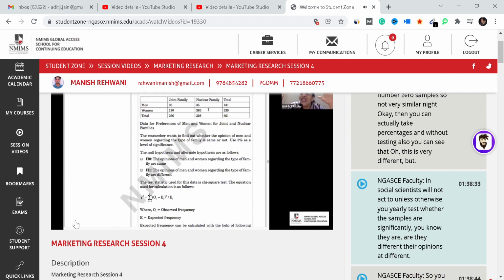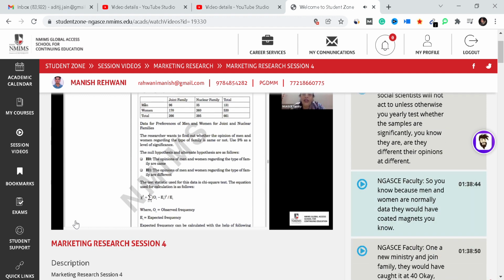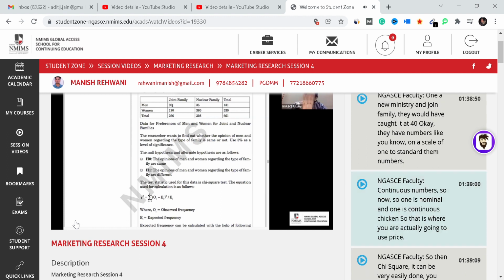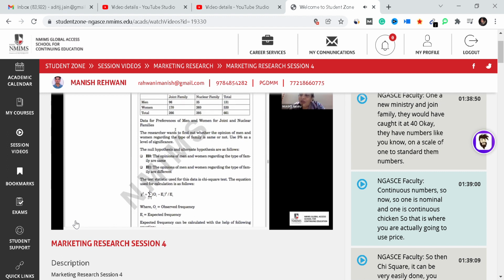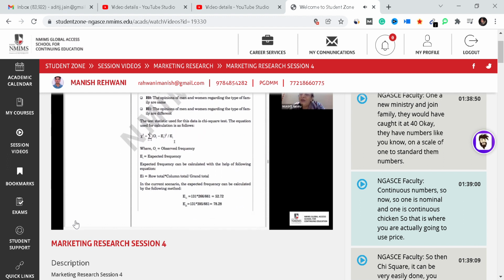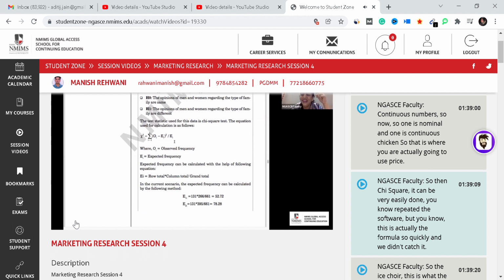But social scientists will not approve unless you really test whether the samples are significantly different, whether their opinions are different or not. So, because men and women are nominal data, they would have coded men as 1 and women as 2. And joint family, they would have coded accordingly. Okay, they have numbers, like on a scale of 1 to 100, continuous numbers. So now, one is nominal and one is continuous variable. Okay? So that is why you are actually going to use chi-square. So then chi-square, it can be very easily done with the software.